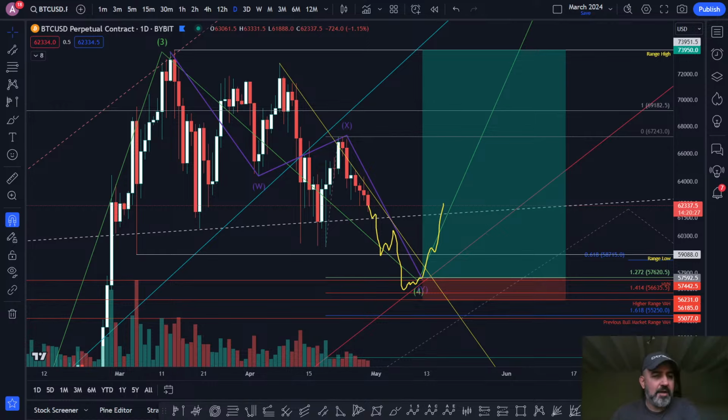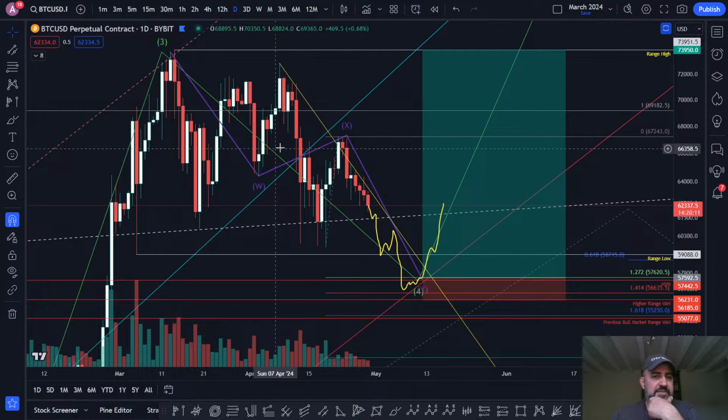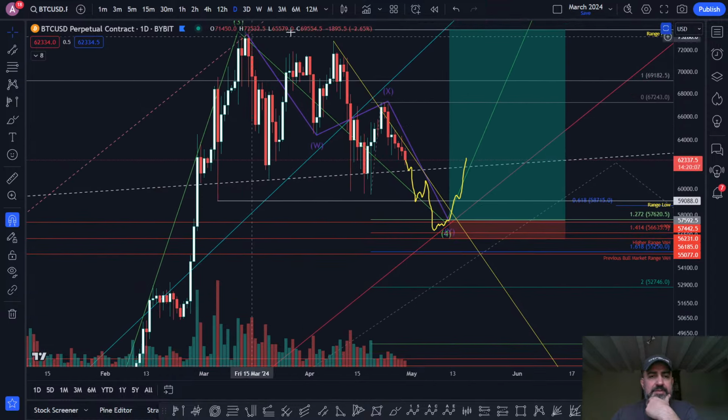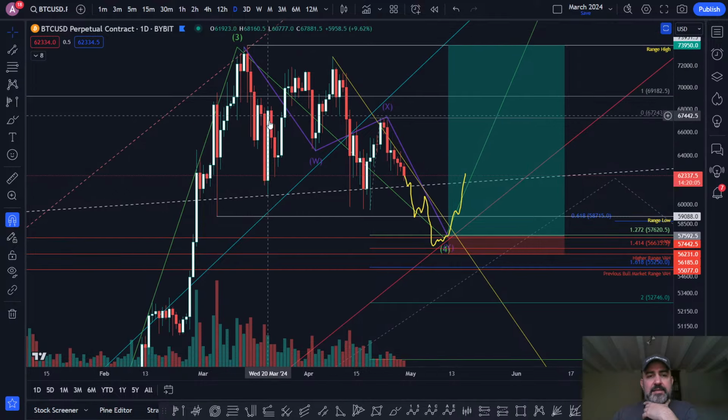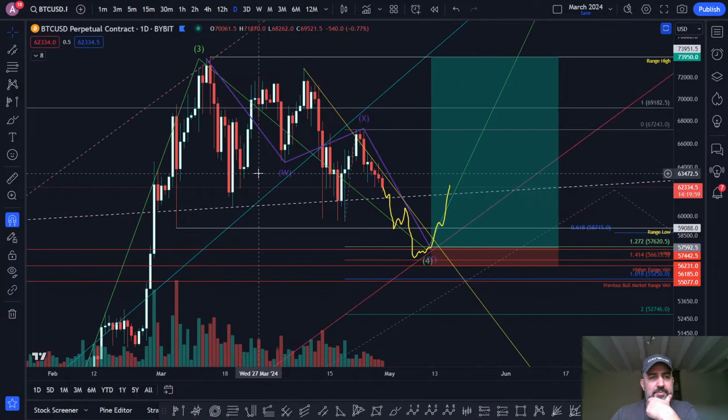Yes, good. All right. So it's not going to be that easy. We're not just going to go straight down in a straight line. That would be too easy. So we're obviously doing some kind of zigzag correction. There's no flat correction here. It's a zigzag. And I'm trying to figure out how it could play out.